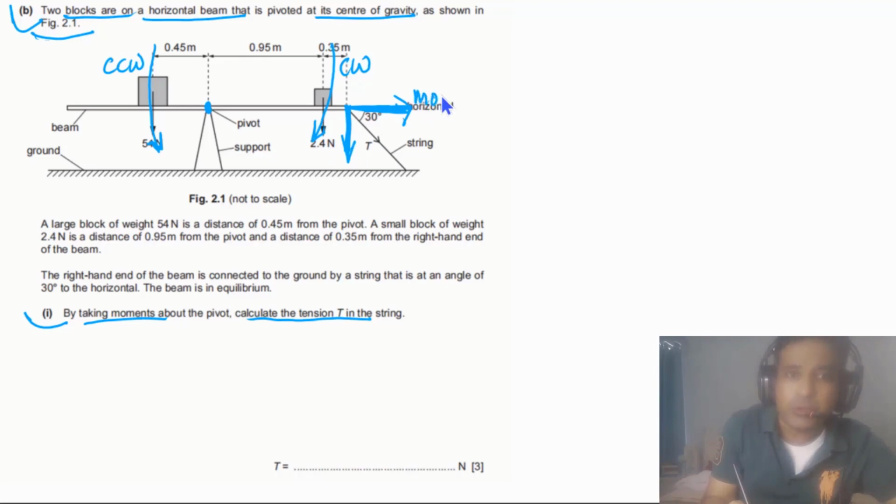Moment due to horizontal component has to be equal to 0 because this component of the tension is passing through the pivot, so no moment. But there will be moment due to vertical component of tension and this moment has to be clockwise. Now simply we need to equate because in this case beam is in equilibrium, so the net torque has to be equal to 0, or simply we can say counterclockwise moments has to be equal to clockwise moments.